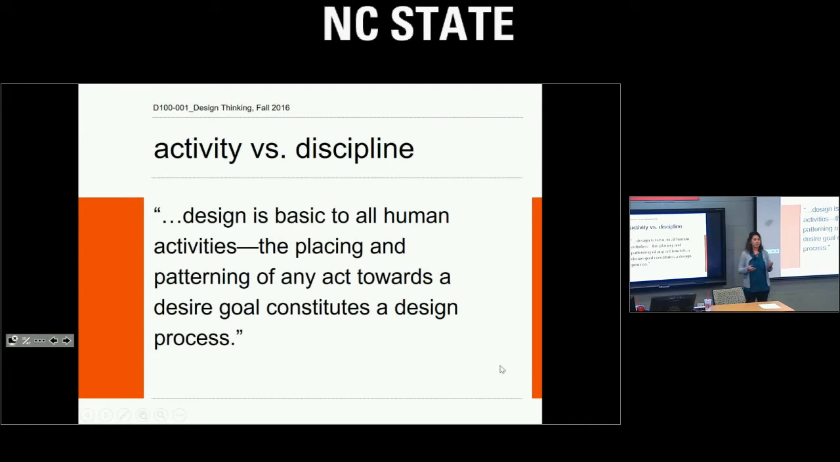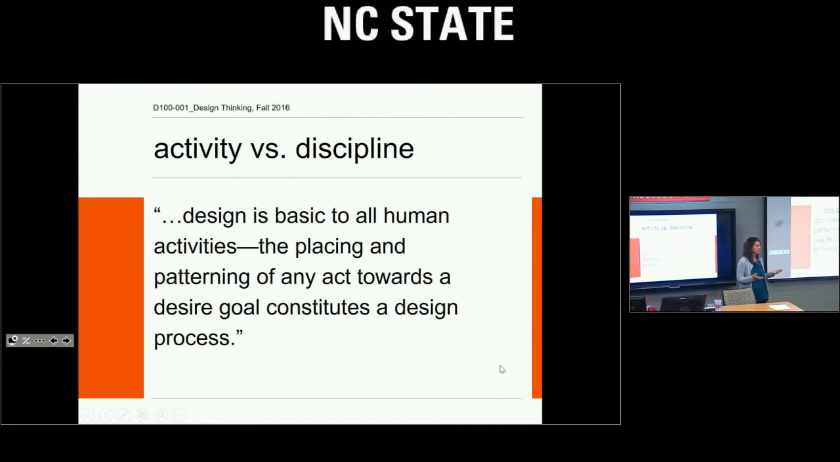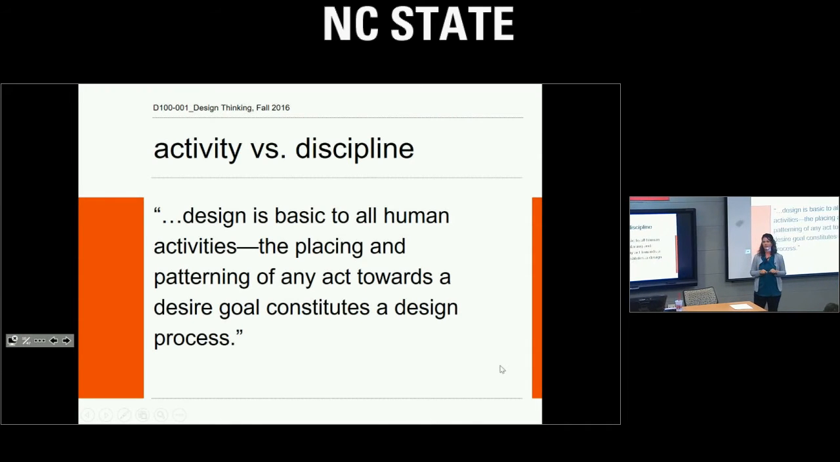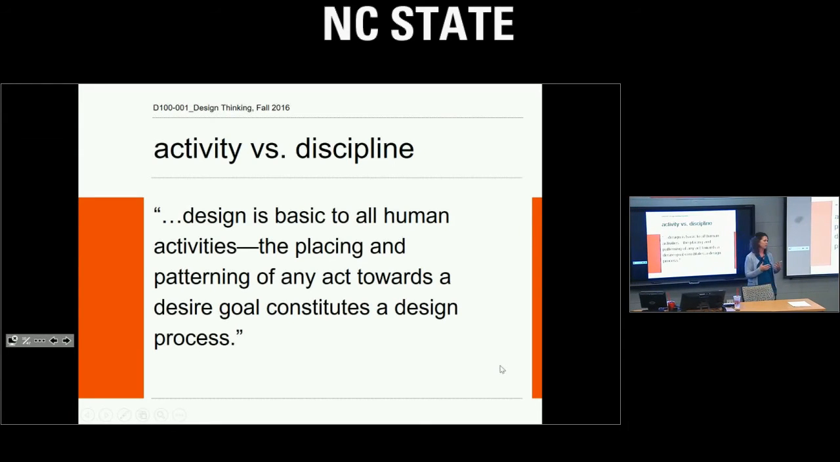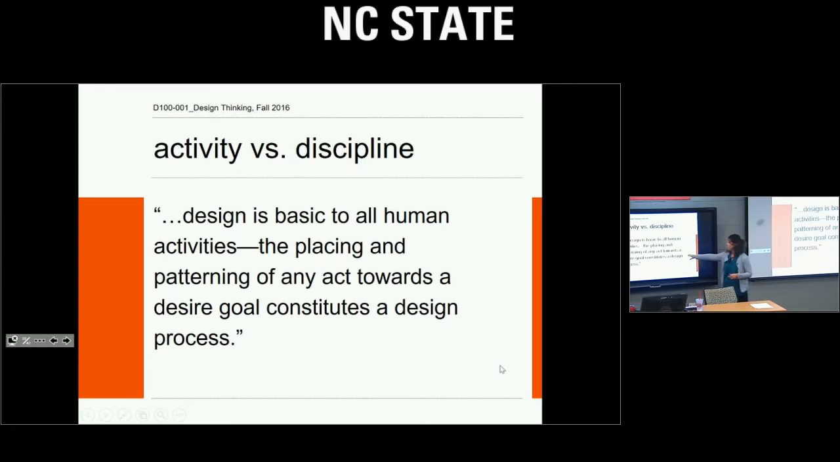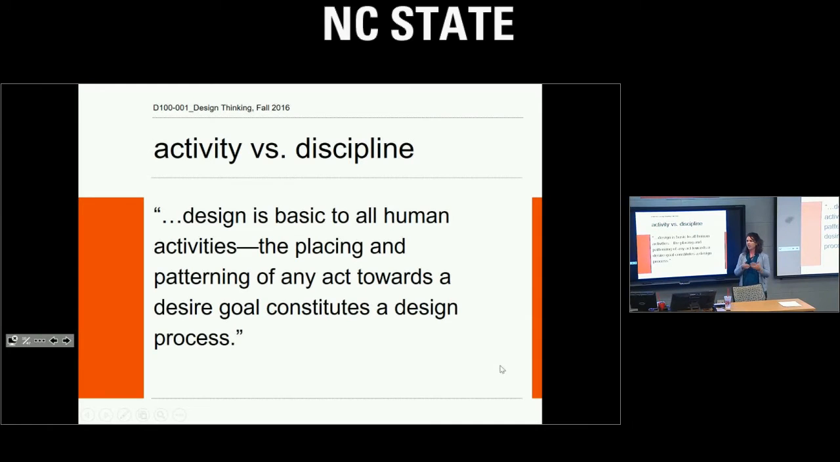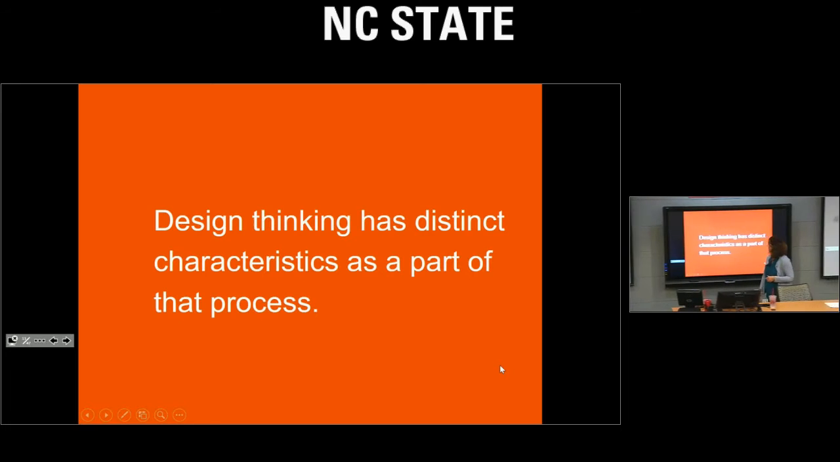People will talk about design with the big D, which is the discipline of design, and design with a little d, which is the activity of design. We talk about both in this class. Design thinking, when you become conscious of how you're thinking, you're moving into that big D professional design realm because you're doing it really intentionally and you're reflecting on the process that you're going through. So patterning of any act towards a desired goal, right? You're trying to take an existing condition and turn it into a preferred condition. So it has distinct characteristics as a part of that process.